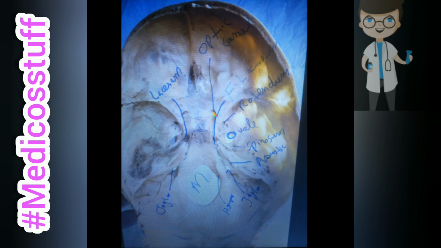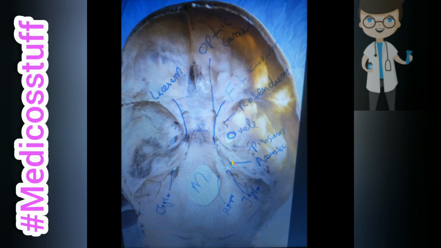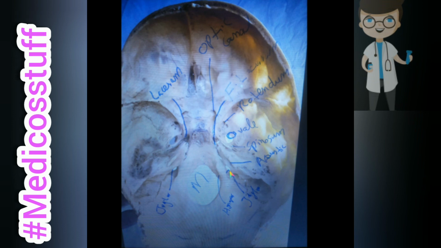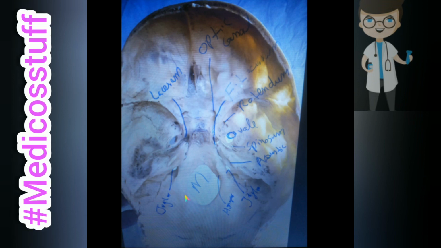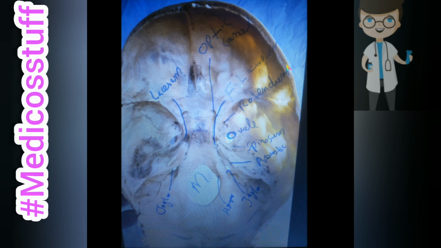This is the optic canal, foramen lacerum, rotundum, ovale, spinosum, internal acoustic meatus, jugular foramen, and hypoglossal canal. This was all about the foramina of the norma basalis internal part.